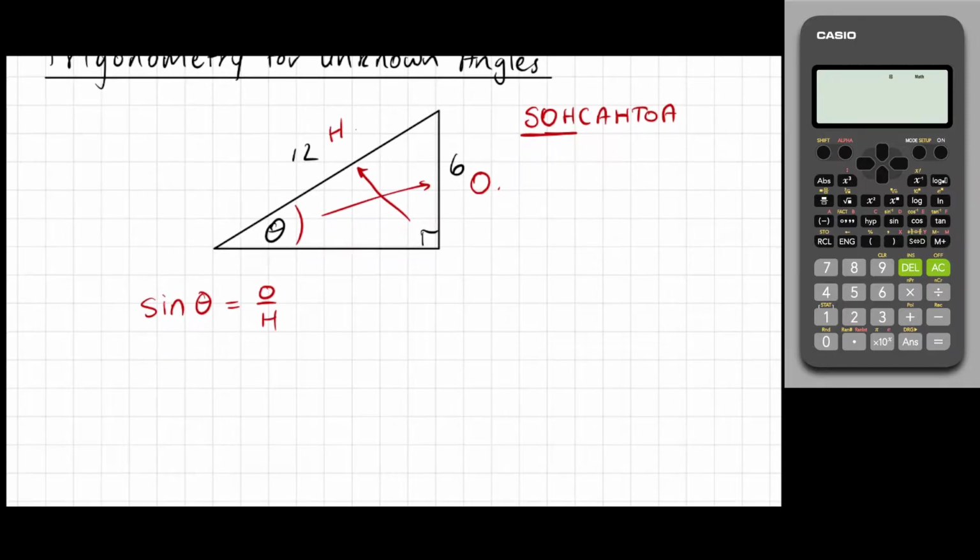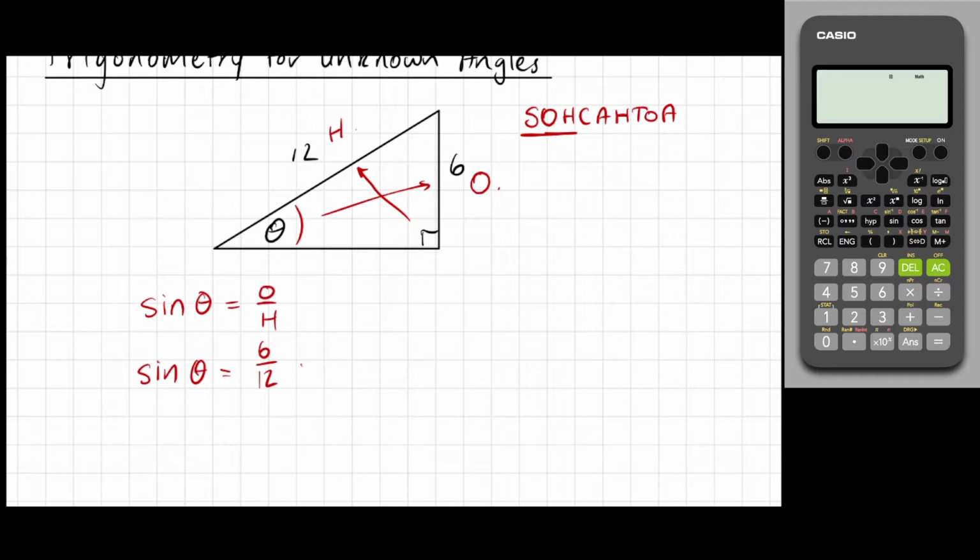And we're going to substitute in what we know. Now we don't know what our angle is, so we're just going to call it theta, as it's already stated as theta in our formula. Now let's substitute some values in. Our opposite is 6, and our hypotenuse is 12. So we just put them in like that.